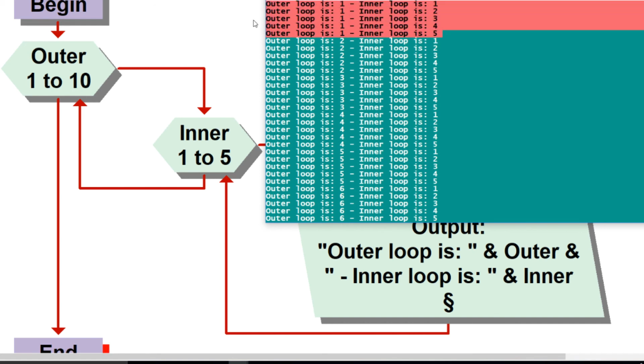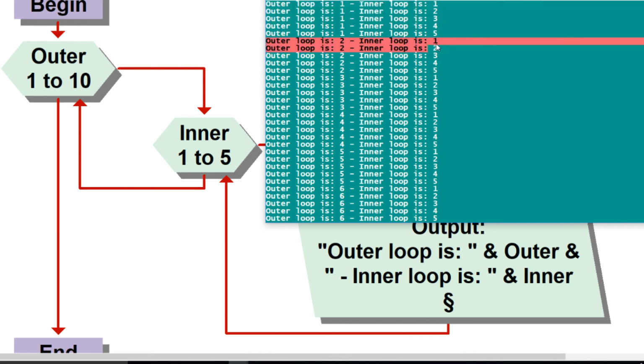notice that the outer loop is 1, and so these items are 1. But then notice the inner loop runs, and it goes 1, 2, 3, 4, 5. Well, notice my outer loop is paused. It's waiting for the inner loop to get its work done. And when this is done at 5, it comes back out to my outer loop, and outer loop becomes 2.